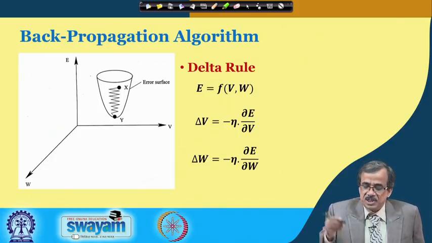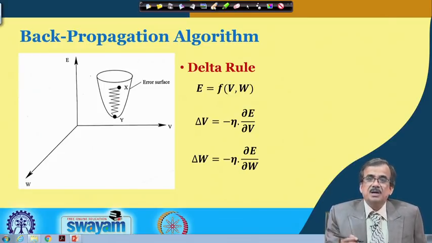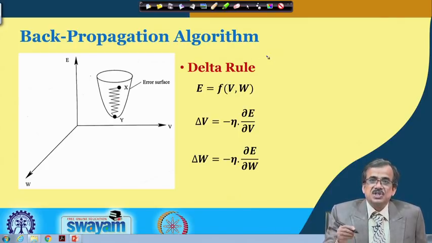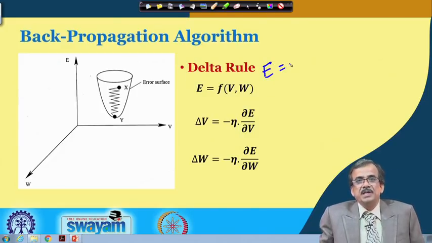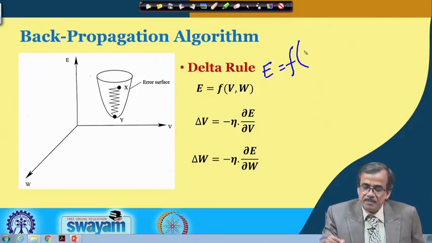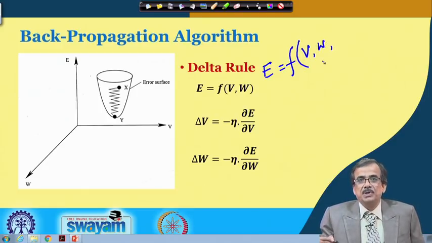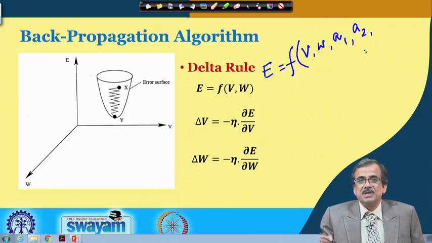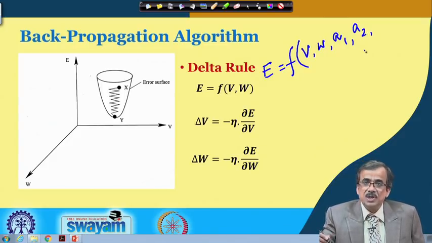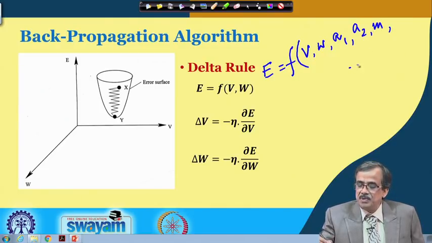Now, I have already discussed that the performance of this network depends on a number of parameters. So, if I consider this error in prediction of the network, it is a function of so many variables. For example, it depends on the connecting weights V, it depends on the connecting weights W, it depends on the coefficient of transfer function A1, it depends on the coefficient of transfer function A2 for the output layer, it also depends on the slope of the linear transfer function, say m, and there are a few other parameters.